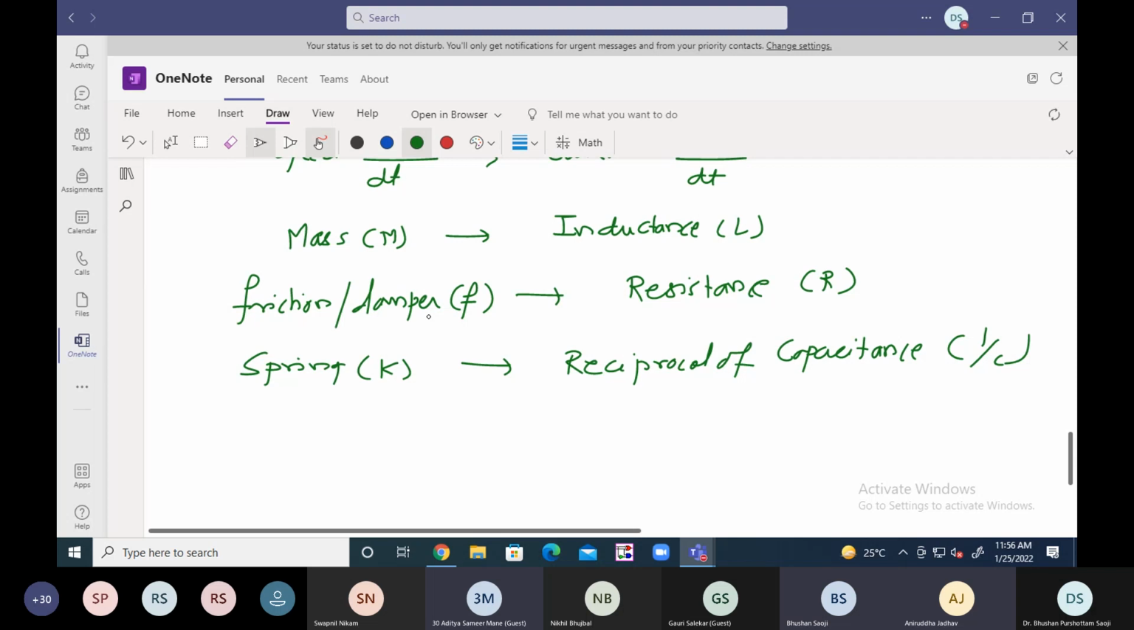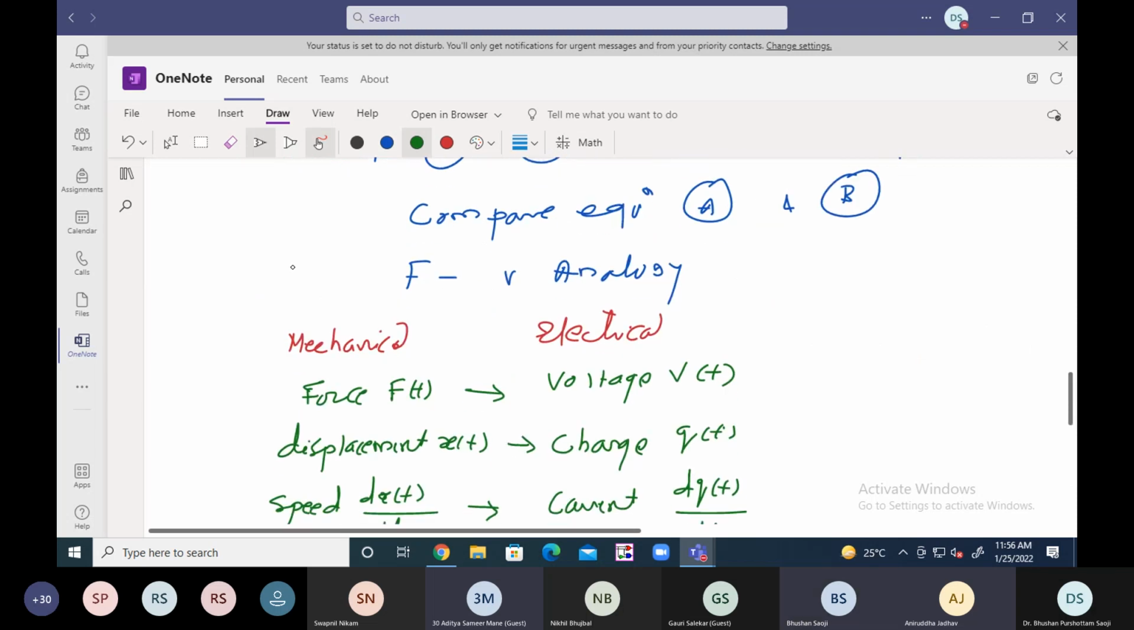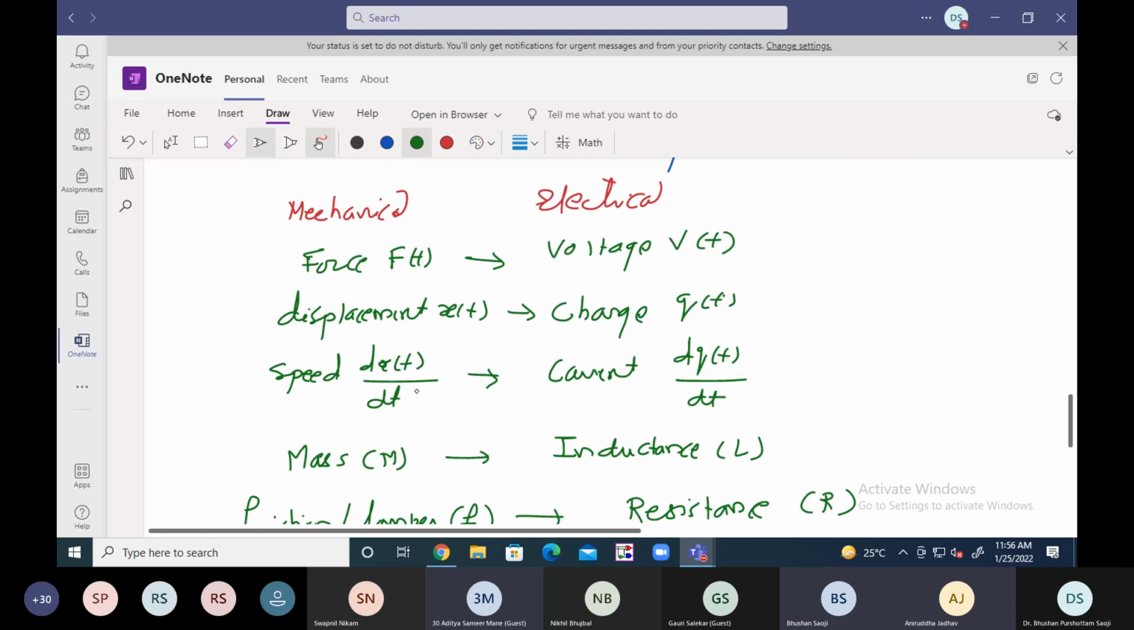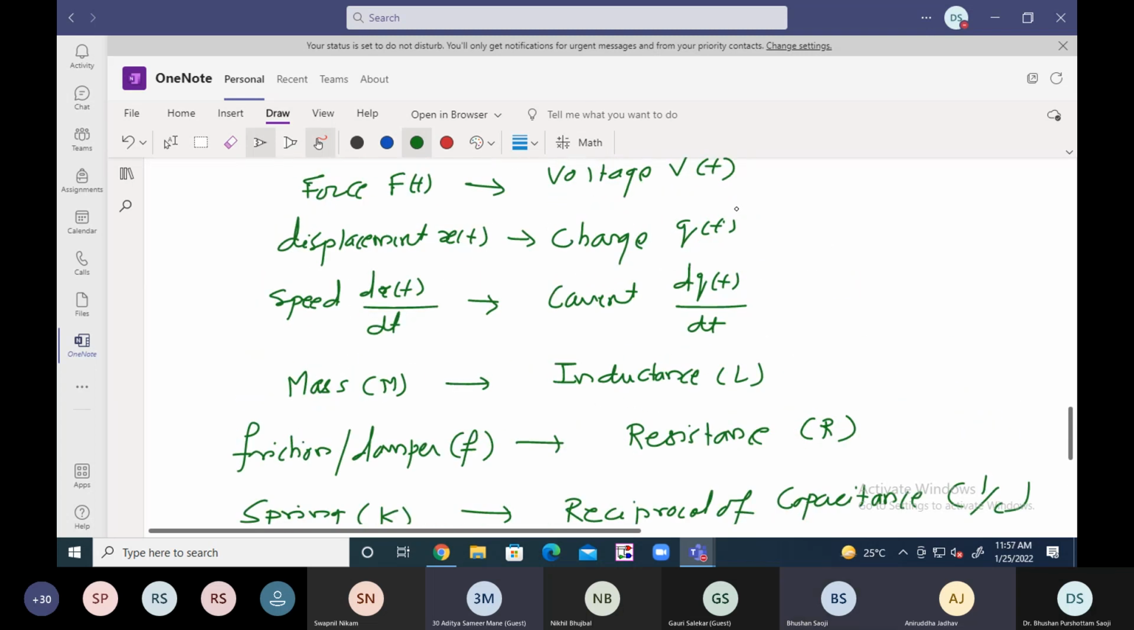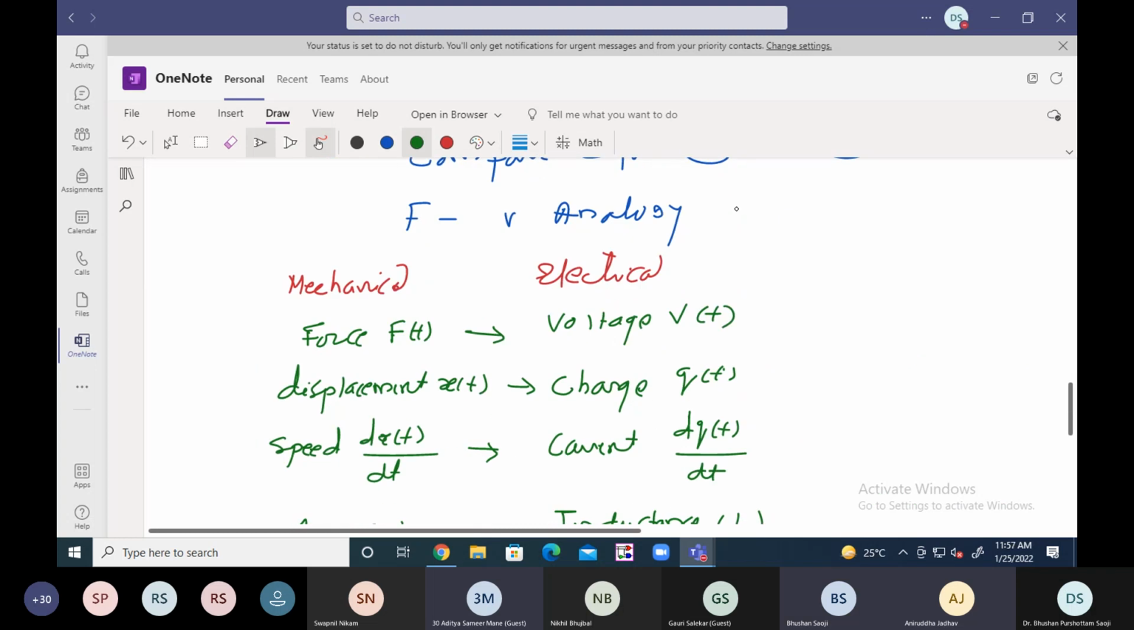So if there is a spring, we can replace it by 1 by C, the capacitance. If there is a friction, we can replace it by the resistance R. If there is a mass, we replace it by inductance L. If there is a force, we replace it by voltage. Displacement we replace by charge. And speed we replace by current, that is dq by dt. So this is your force to voltage analogy, and these are the equivalents.